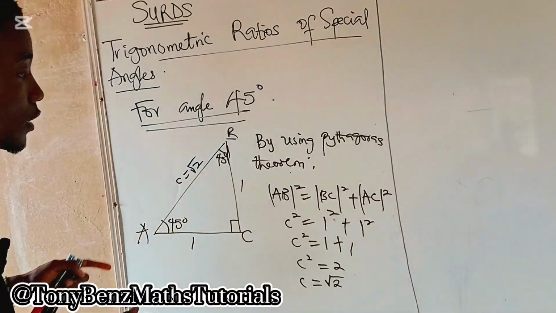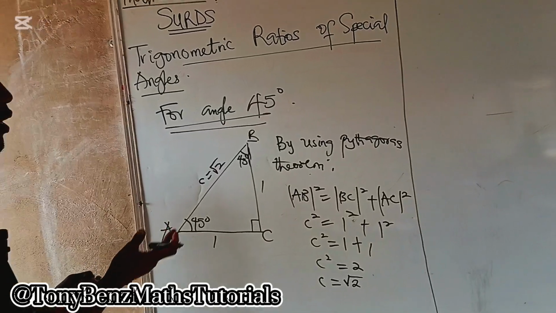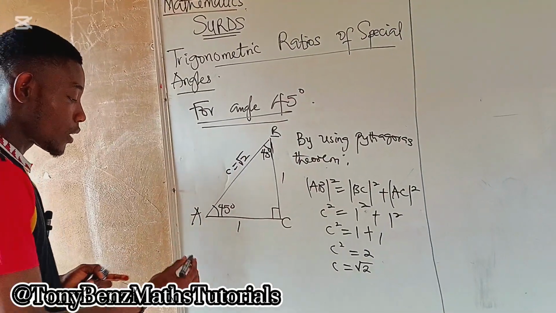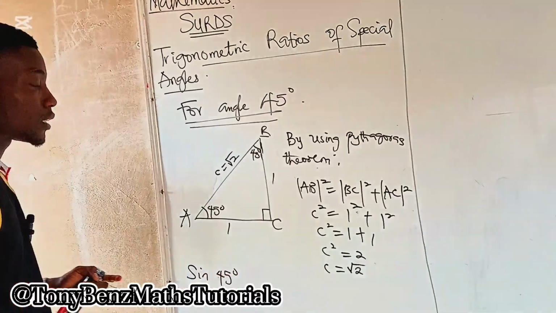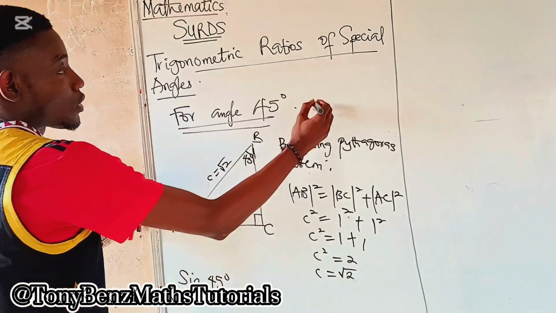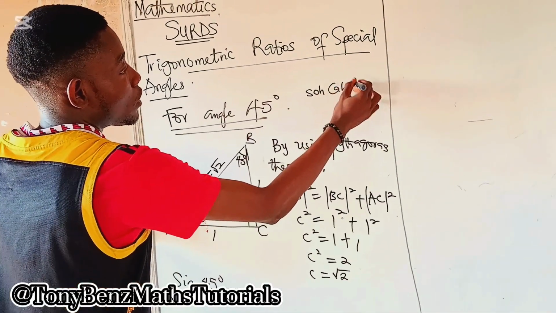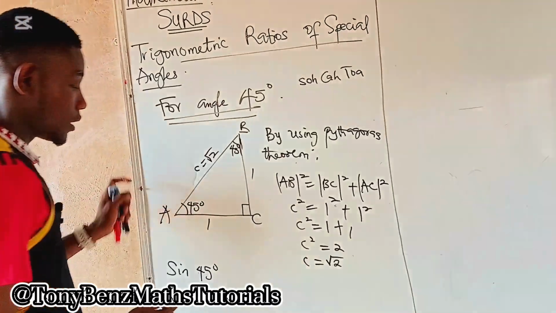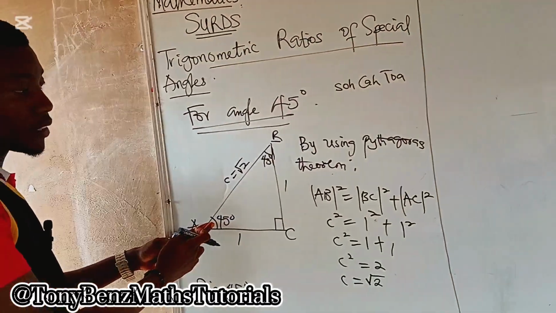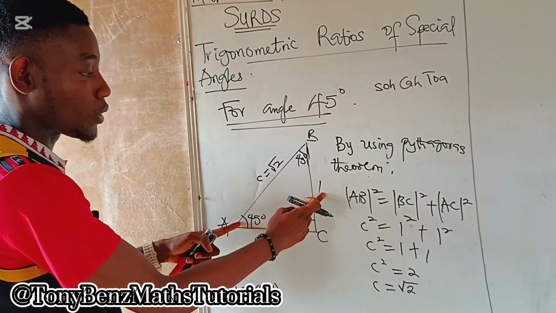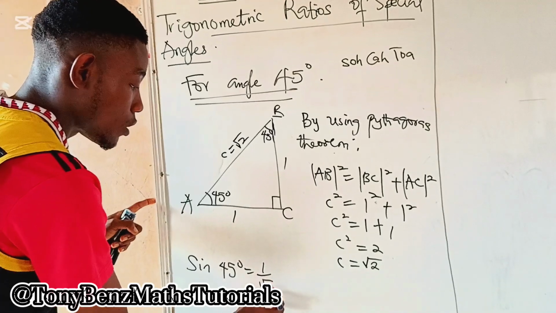My brothers and sisters, so we can use this now to get the general form of 45 degrees. For instance, we have sine 45 degrees, using SOHCAHTOA. Sine 45 degrees is opposite over hypotenuse. If this is your 45 degrees, this is opposite over hypotenuse. We have the same thing as 1 over root 2.